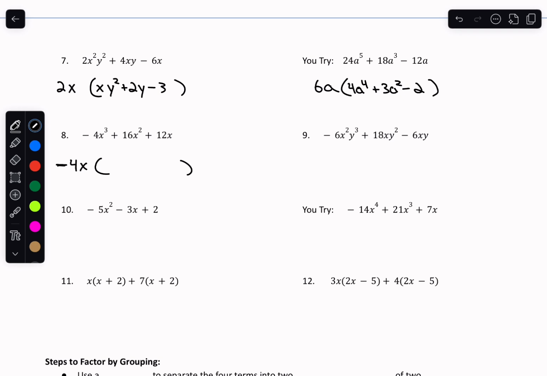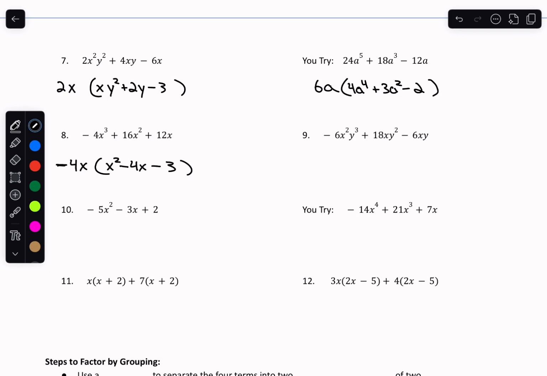Now, we got to be careful because we're pulling out a negative. All of these terms inside are going to change sign. So negative 4x cubed divided by negative 4x is going to give us positive x squared. 16x squared, when we divide by negative 4x, will give us negative 4x. And 12x divided by negative 4x will give us negative 3, where the x's divide out and the sign changes because we divided by a negative. So always be careful when you're pulling out negatives.